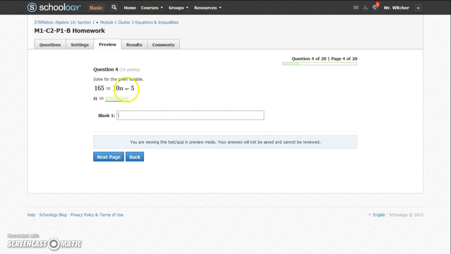Again, we're doing order of operations backwards. We have multiplication and subtraction. Subtraction comes before multiplication when we're going backwards. So the inverse of subtraction is addition. We'll add 5 to both sides. And we end up with 170 equals 10n. We're multiplying by 10. The inverse is to divide. We divide by 10. 170 divided by 10 is 17.